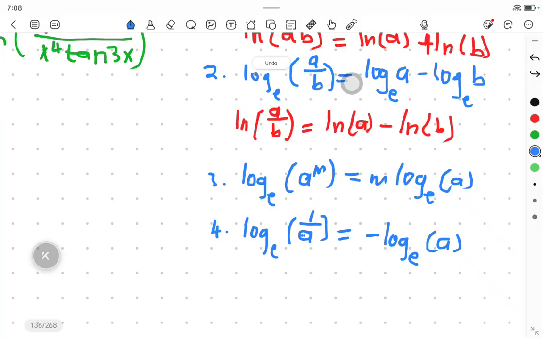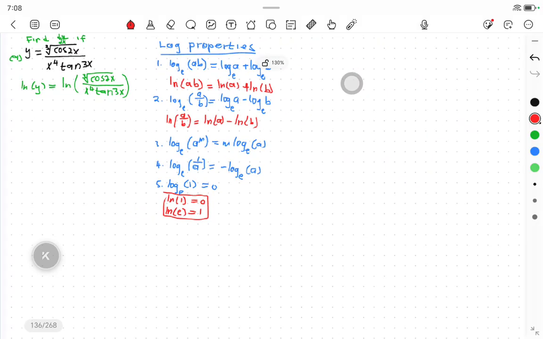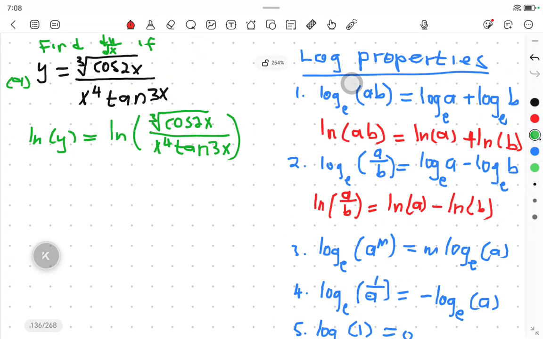Or we just apply the other property: log of 1 minus log of a, and we know that log of 1 is equal to 0. In other words, ln of 1 is equal to 0. Another thing: ln of e is equal to 1. If we know this, we'll be good to go. So now let's go back to this problem and see what we can do.